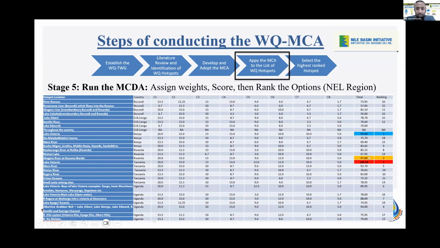The second hotspot was the Akagera River between Rwanda and Tanzania, and specifically the Rusumo border. The third one was also Lake Victoria, but on the side of Kenya, so it's in the Kisumu area. So from the application, the selected hotspot was the Lake Victoria Gulf in Tanzania, specifically the Mwanza Gulf.